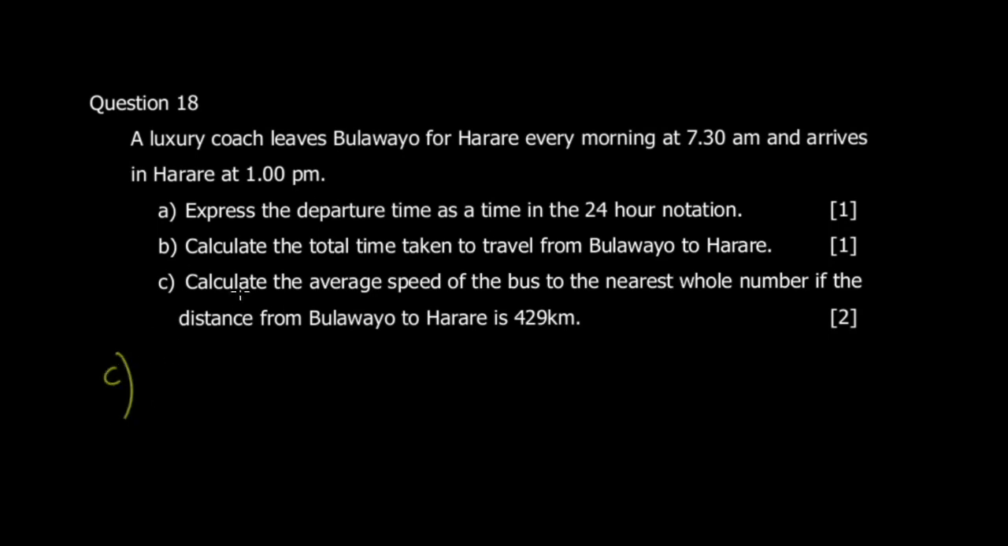And now we're supposed to calculate the average speed. Okay, so the average speed, let's say V equal to, we're given the distance here. Just read it through. Calculate the average speed of the bus nearest whole number if the distance from Blawa to Ara is this. And remember the buzzword here is nearest whole number and also average speed. So average speed is equal to, you can even write total distance divided by total time taken. So total time taken would be 5.5 hours like this.